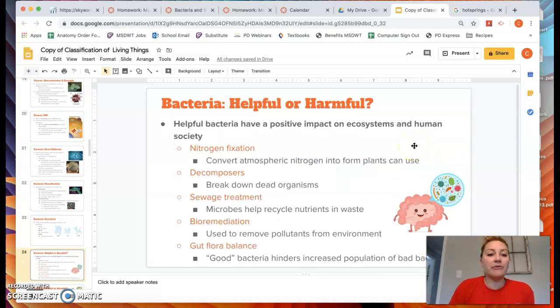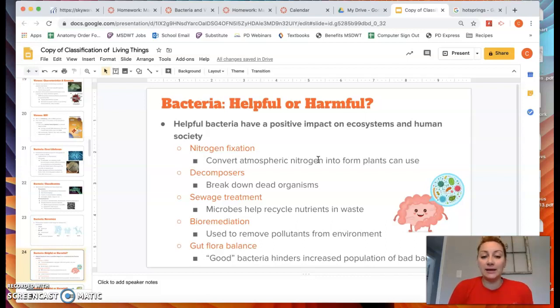So are they helpful or harmful? Depends on what they're doing. If you recall back from ecology, nitrogen fixation is done by bacteria. It converts atmospheric nitrogen into a form that plants can absorb up through their roots. That would obviously be very helpful because we can't access it that way. Decomposers break down dead organisms and return those nutrients to the soil, which is also beneficial. Sewage treatment also uses microbes that help recycle nutrients in waste.